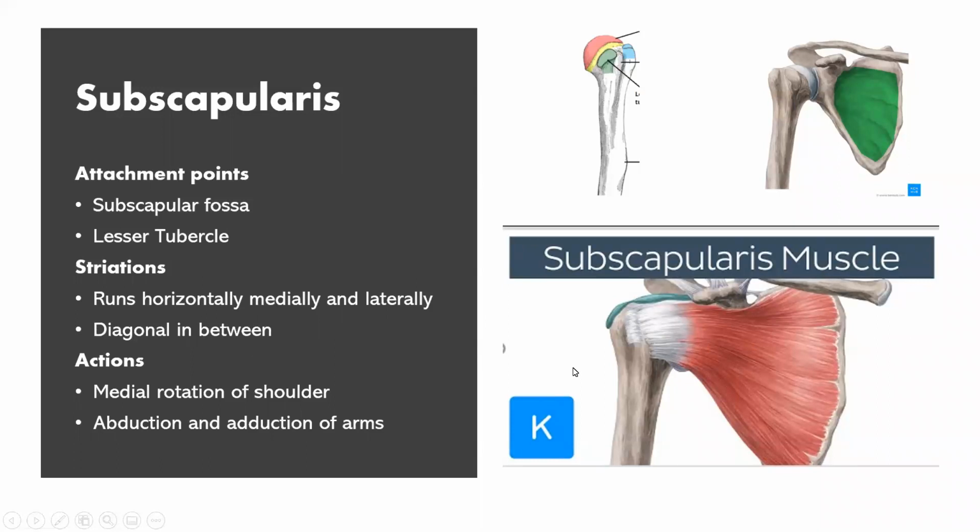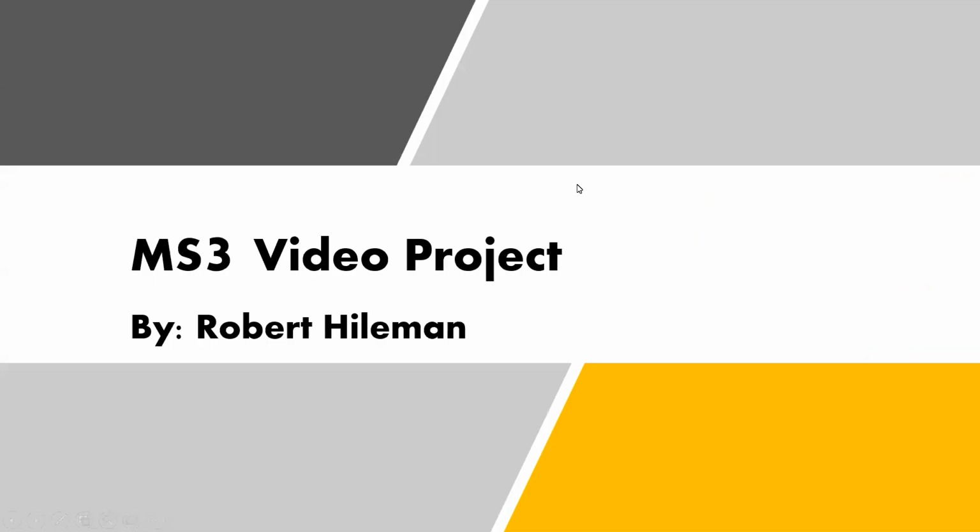Its striations, as can be seen, actually start out horizontal, and as you become more lateral going along the muscle, it becomes a little diagonal, and then it will even go back to a more even horizontal striation, which is kind of unique to the subscapularis. And finally, the action for this muscle is that it is responsible for medial rotation of the shoulder, and it can also play a part, similar to the teres minor, in abduction and adduction of the arm, which again, I will go over in a second portion of the presentation. So with that being said, this is the first portion of this project, and I thank you for watching.